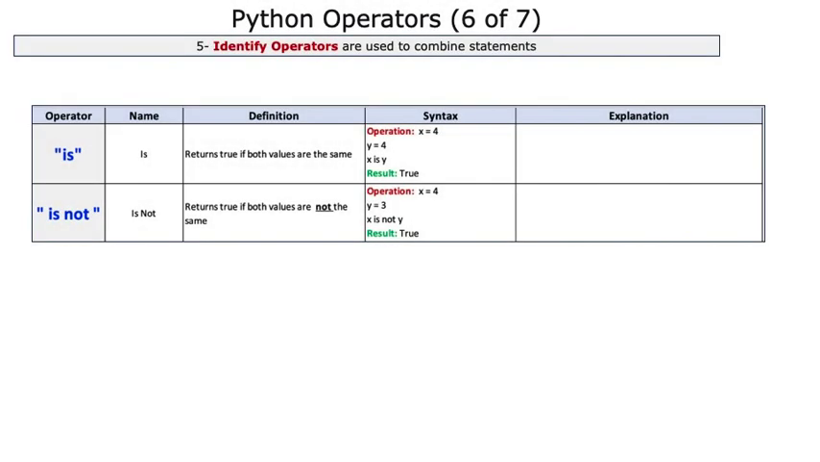Here we have our identity operators. They're used to combine statements. These are also fairly straight ahead. Is and is not. Is returns true if both values are the same. Is not returns true if both values are not the same. So let's look at the is. X equals 4, y equals 4, x is y. The result there would be true. The is not, x equals 4, y equals 3, x is not y. The result there is true.